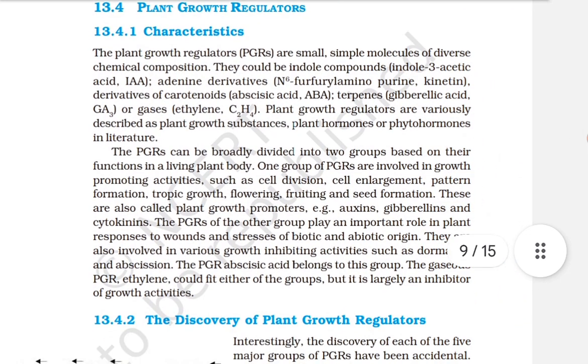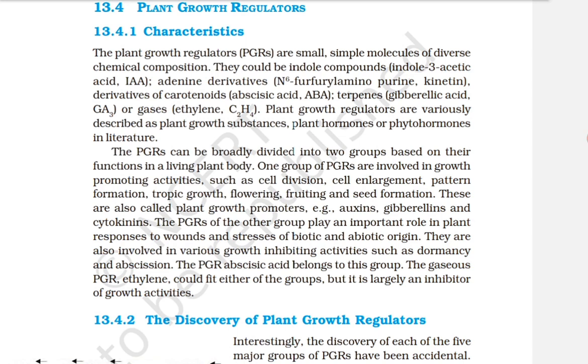acid GA3. Terpenes include gibberellic acid GA3, and among gases are ethylene, C2H4. Plant growth regulators are variously described as plant growth substances, plant hormones or phytohormones in literature.